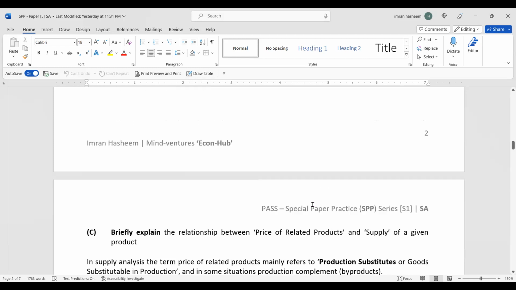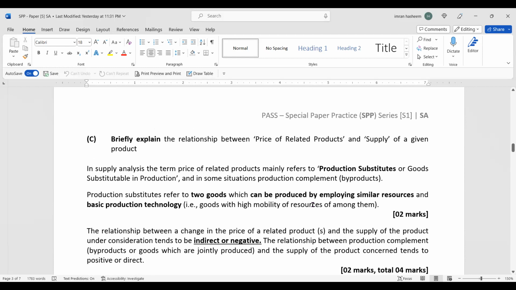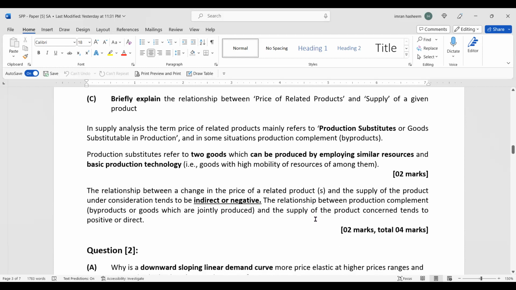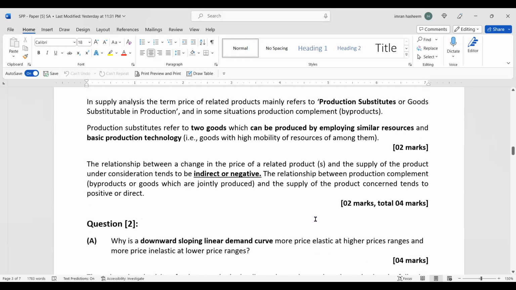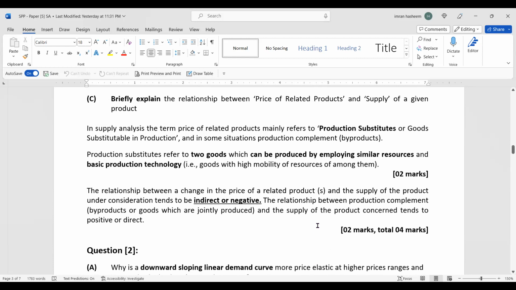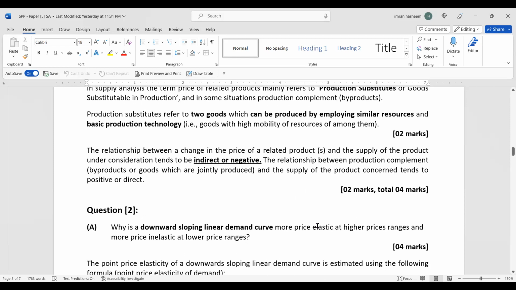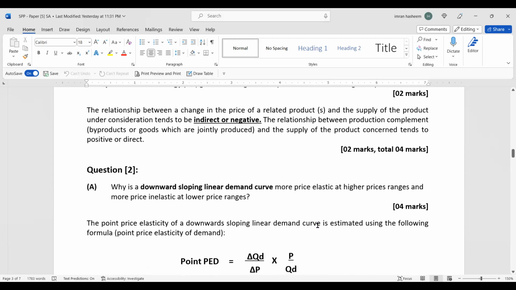Okay, right. Then C, briefly explain the relationship between price of related products and supply of a given product. Again, a very complete answer I have given. If you read through it step by step, you will see how I have built an argument and how I explained the concept as well. You guys will be able to do something similar, or I am confident something even better, with practice, which is a skill you are gradually developing.